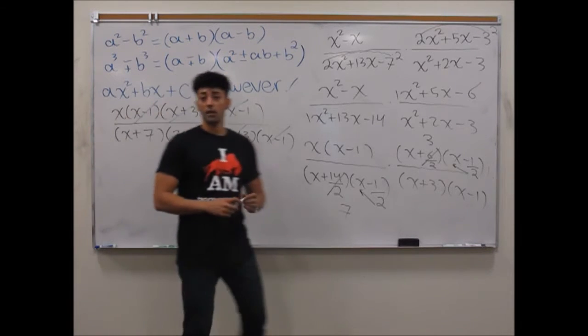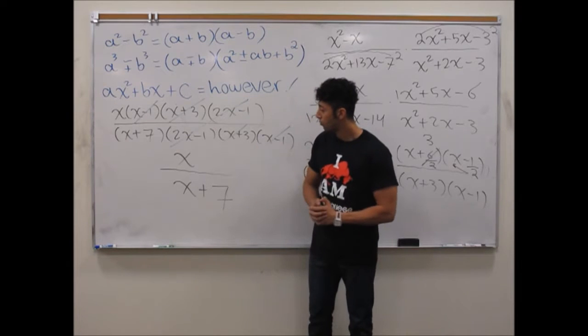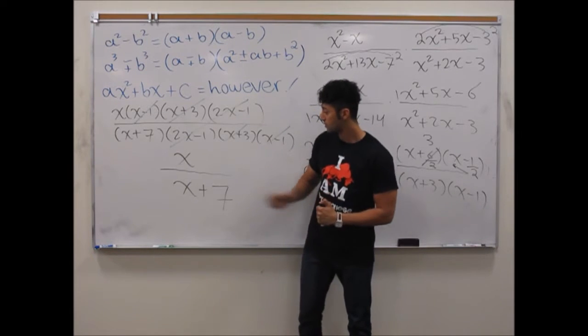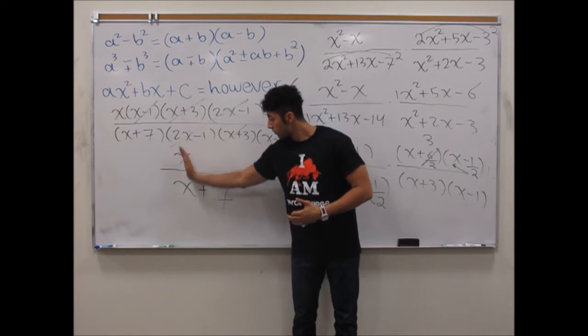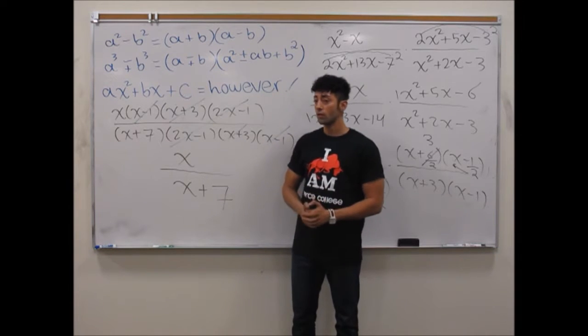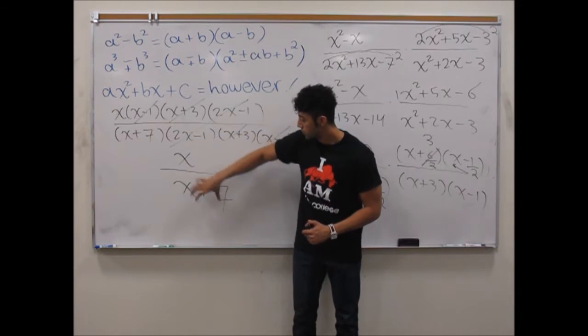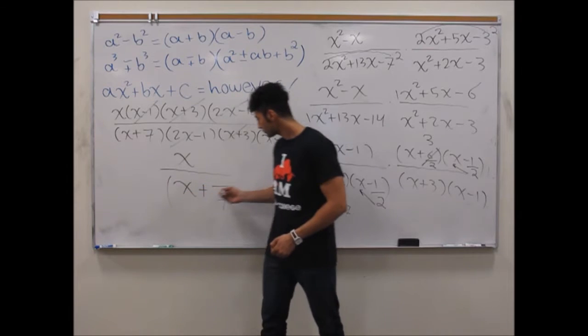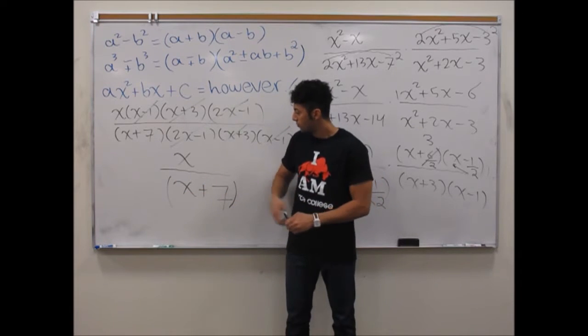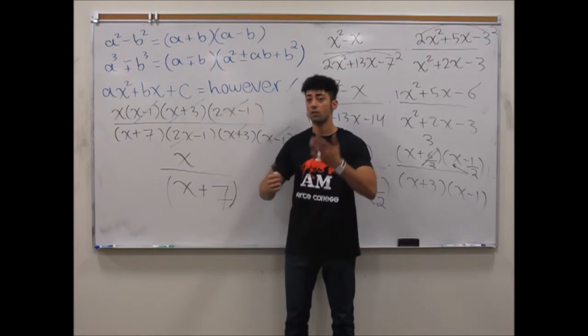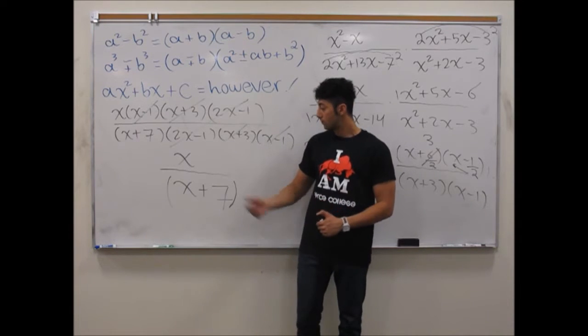So this is our final answer, but I want to point out a huge mistake that students make: they try to cancel out these x's here. You can't do that, because this is one whole thing and this is another whole thing. You want to treat it like that. If you were to cancel out the x's, you'd only be canceling a part of it, and you can't do that. So just keep that in mind.